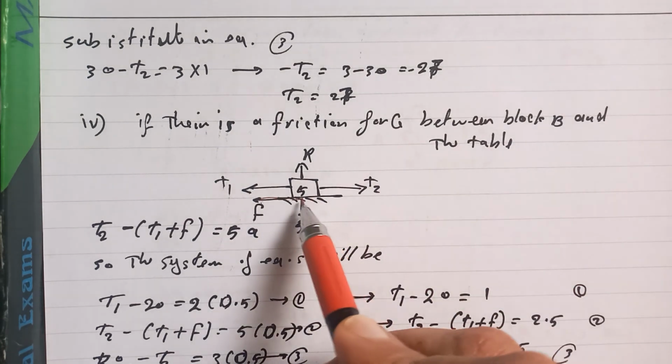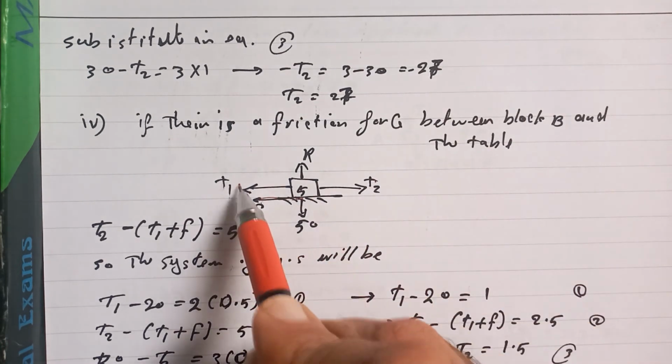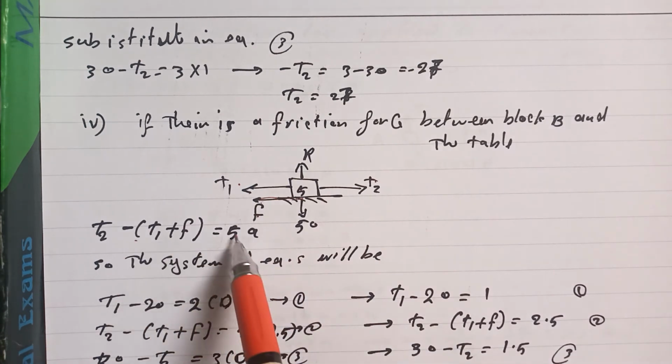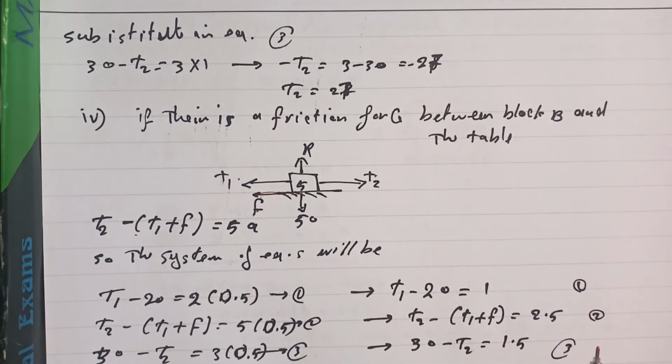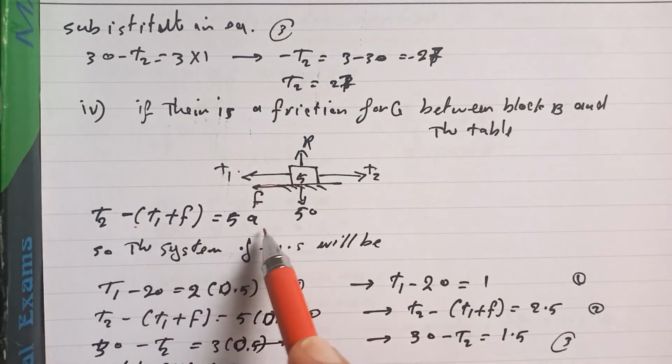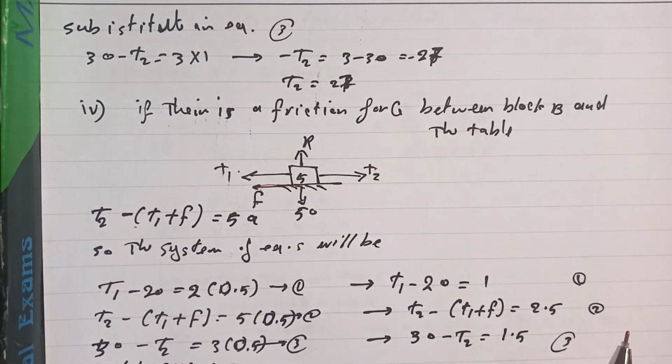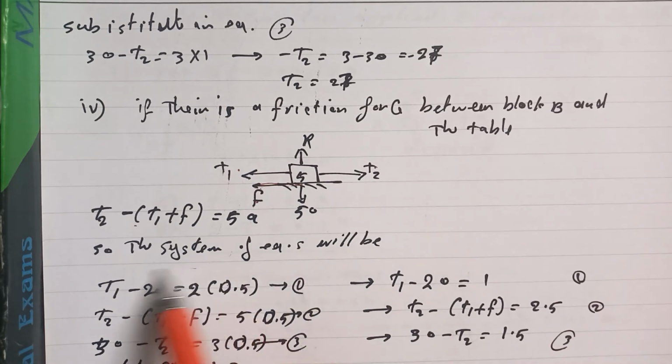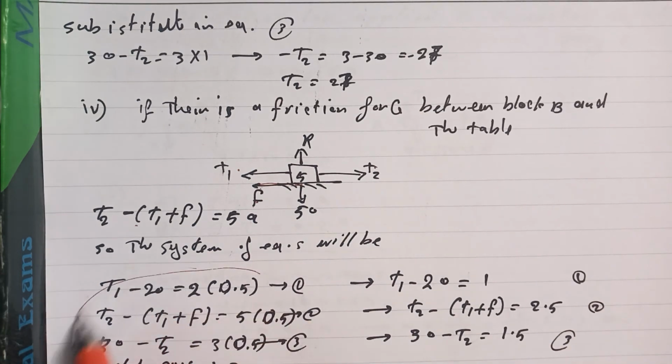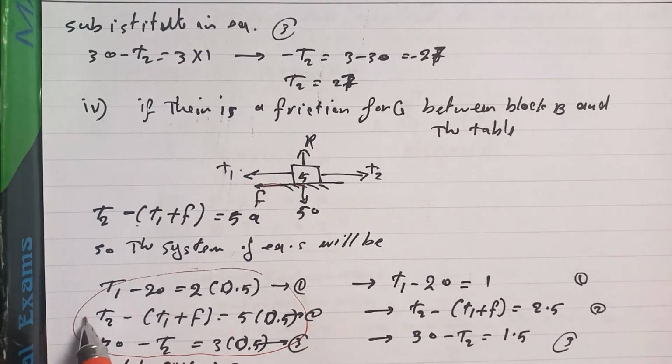So the equation of motion now will be T2 minus T1 and F equals MA, which is 5 times acceleration. If you add this equation to the other two equations of the other two blocks, I will make this system. Look at the system. The only difference here is this one.